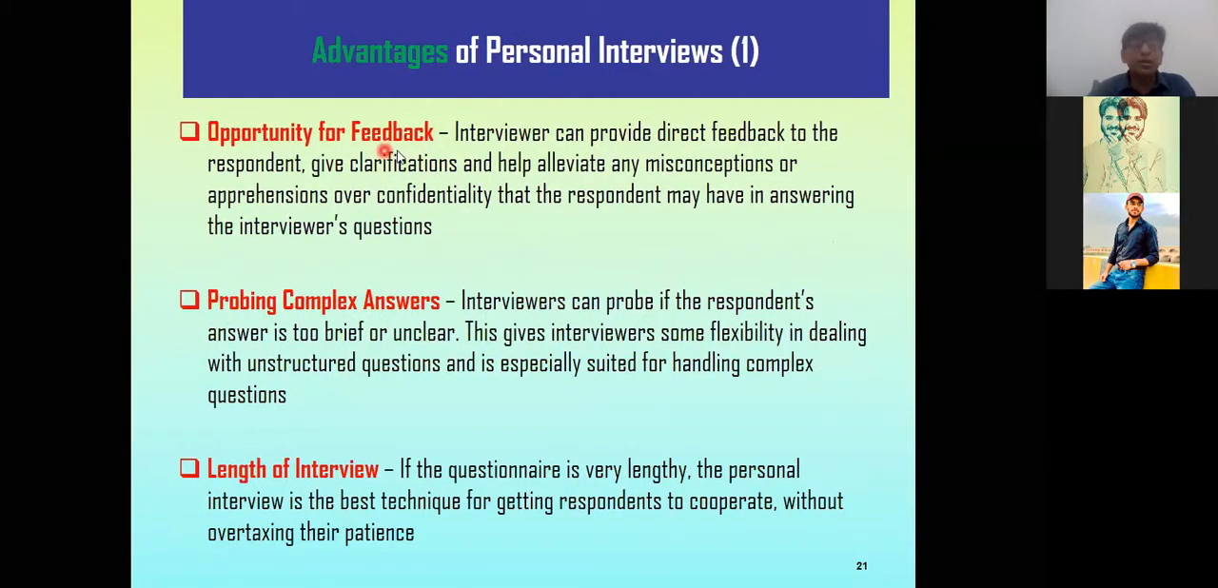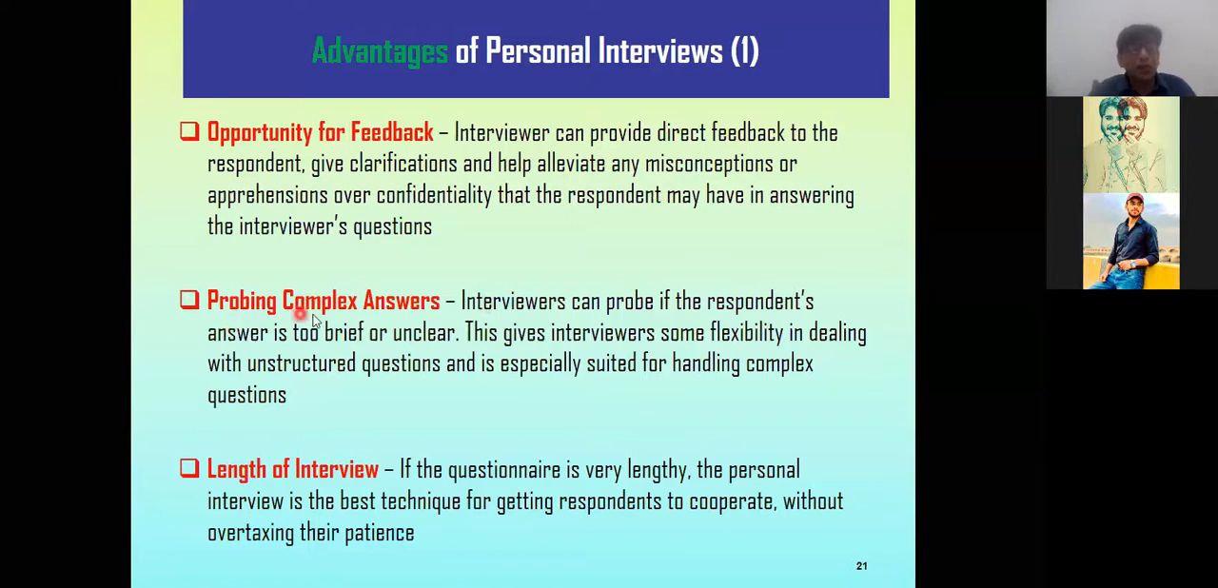Now, these are advantages. It is a good opportunity to get feedback, because the interviewer can provide direct feedback to the respondent, give clarification and help eliminate misconceptions, because both are face to each other, and different questions may be asked from interview to interview. It's very easy because communication is direct and clear, and there is no hurdle between the interviewer and the interviewee. So most of the concepts can be clear. Most of the time there will be no issue, because both are near each other, and they can ask the question at the same time.